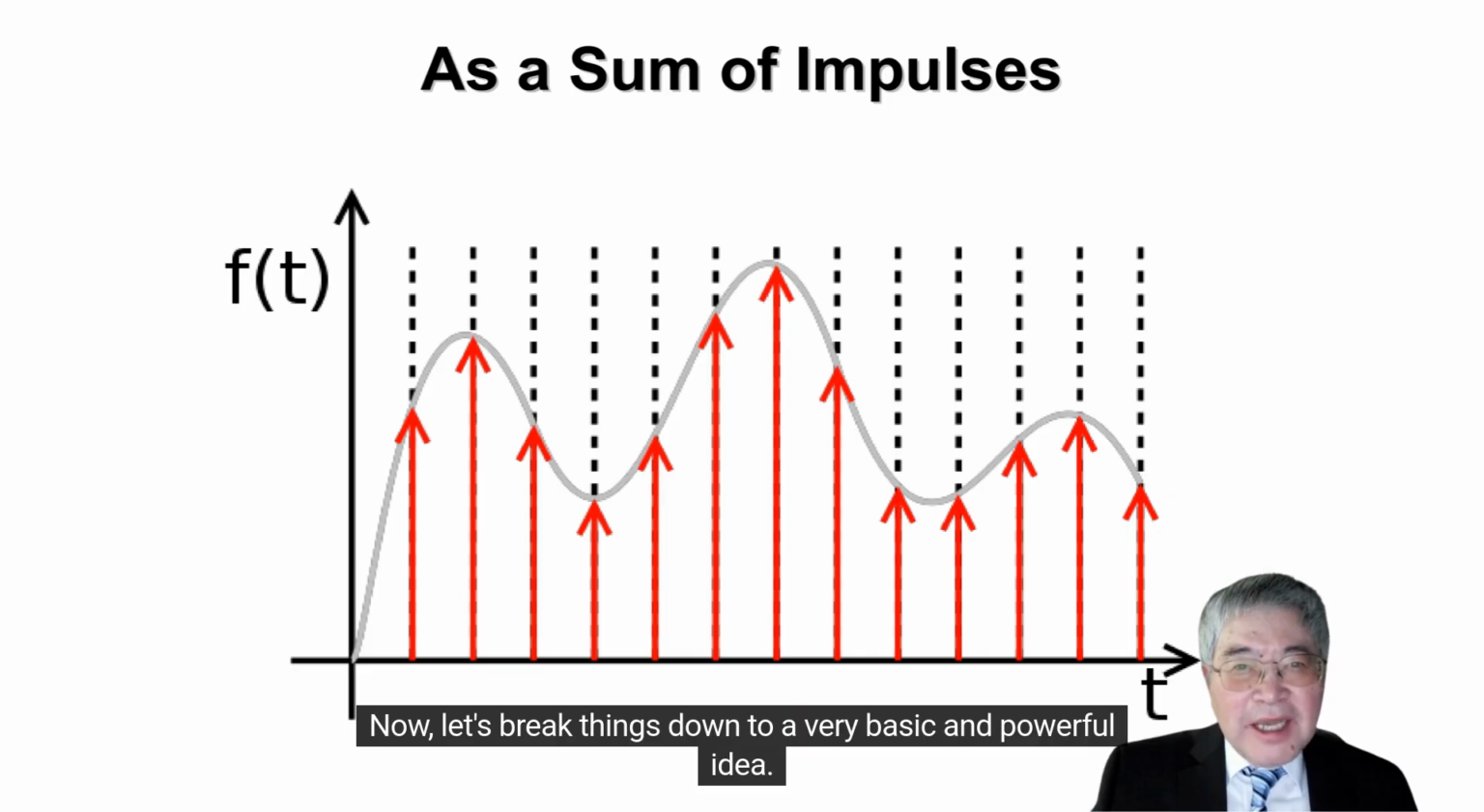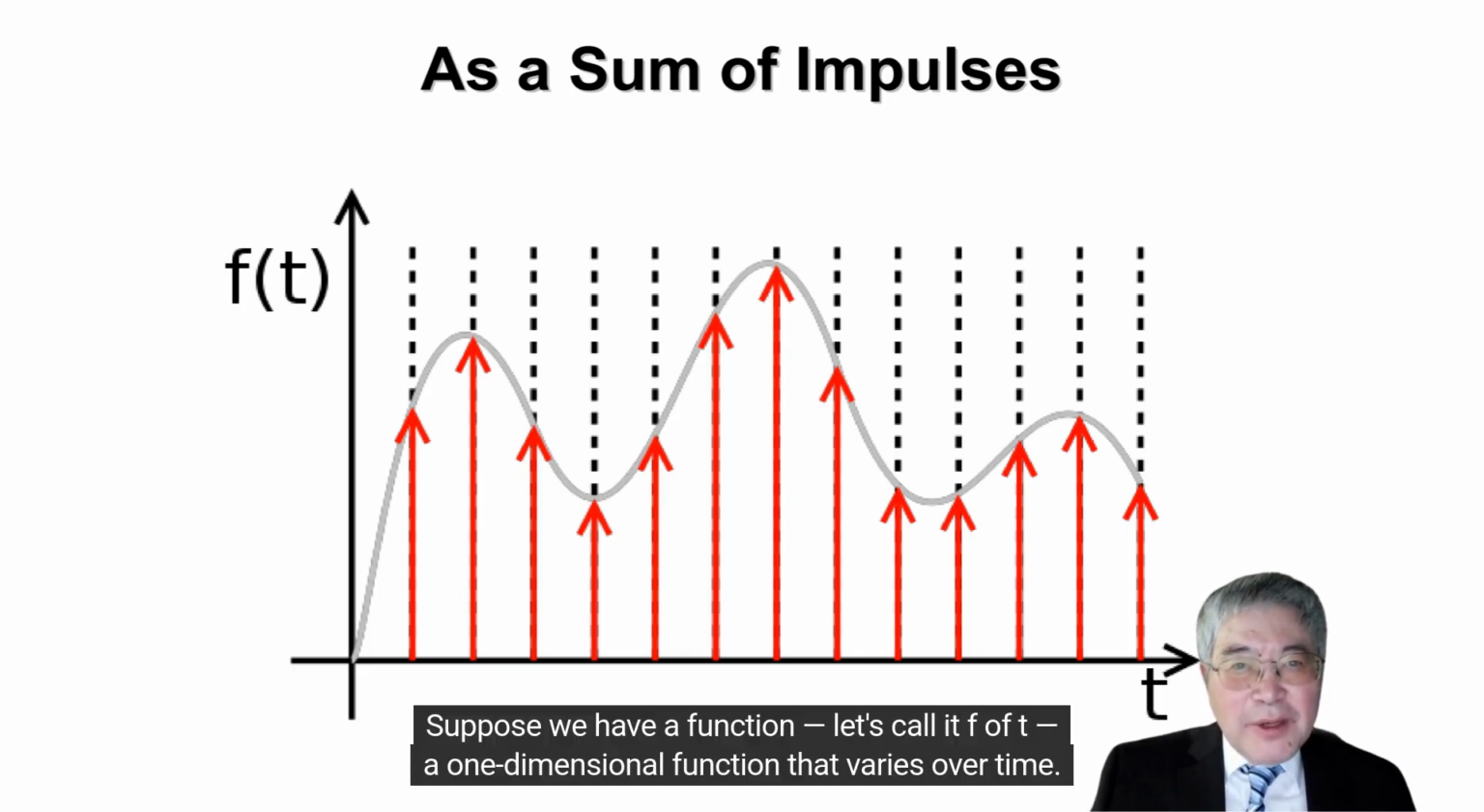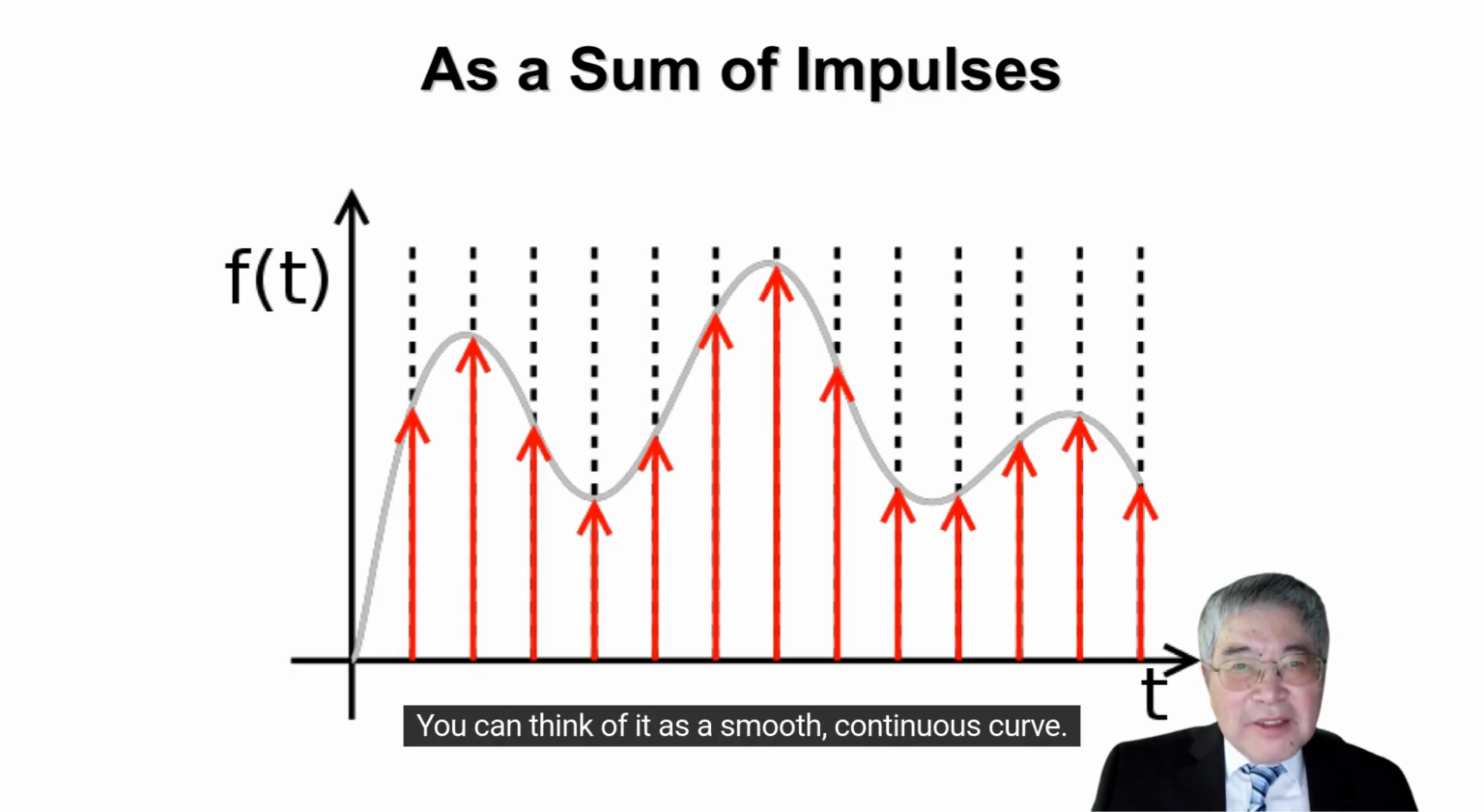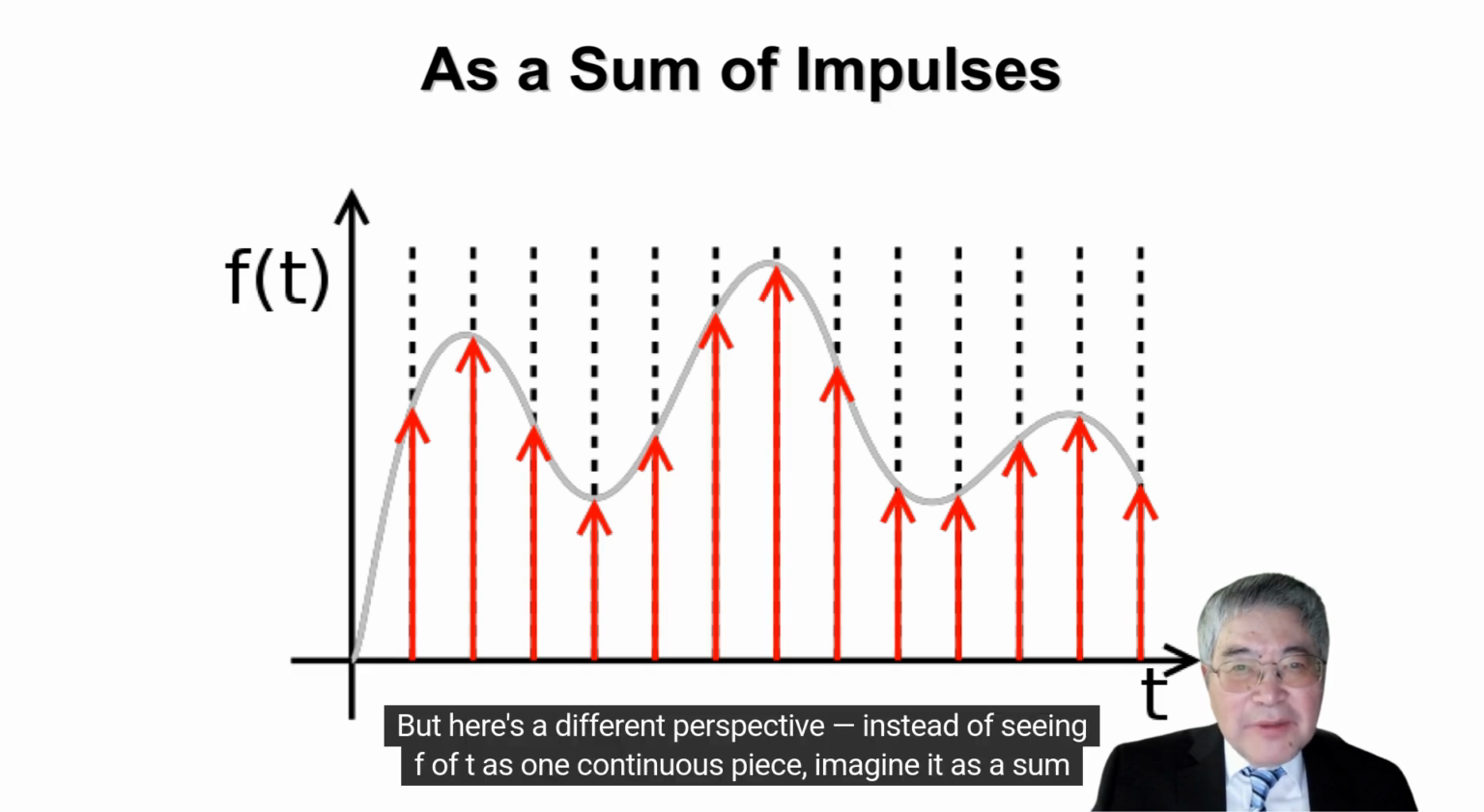Now let's break things down to a very basic and powerful idea. Suppose we have a function, let's call it f of t, a one-dimensional function that varies over time. You can think of it as a smooth, continuous curve. That's the usual way we look at functions. But here's a different perspective.